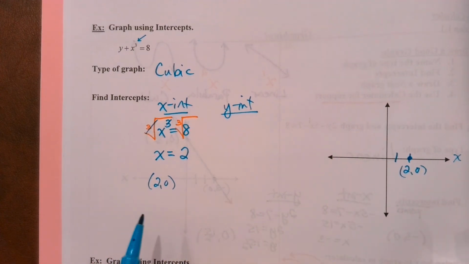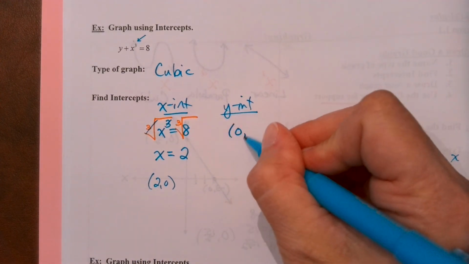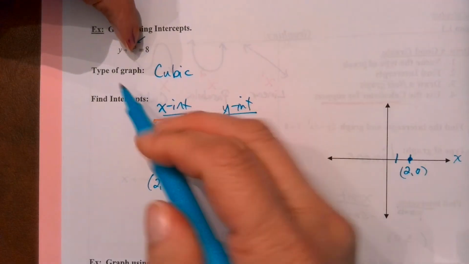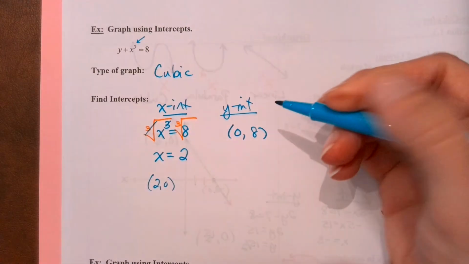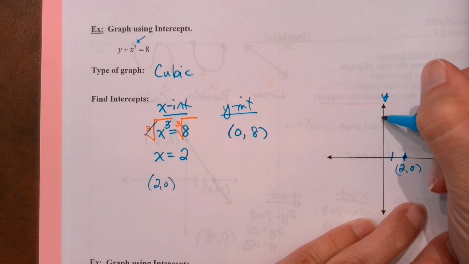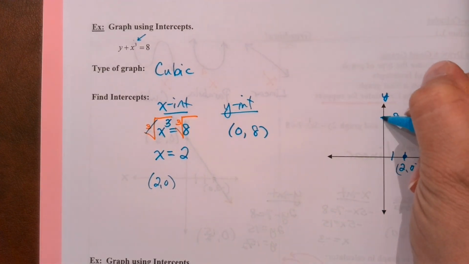Now it's time to find the y-intercept. To find a y-intercept, you let x equal 0. If x is 0, oh, this is easy. Y is equal to 8. So on the y-axis, I'm going to go up to a value of 8, and I'm going to put a point.